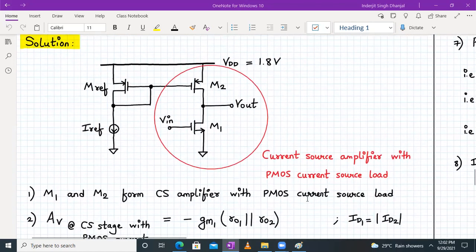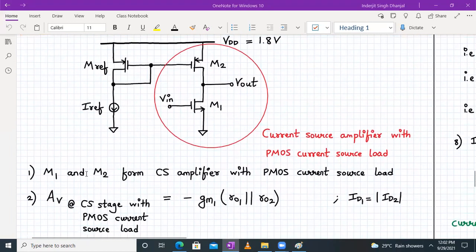So first step will identify, it's a common source amplifier. M1 and M2 form a common source amplifier. Why is it a common source? Input is applied to the gate and output is taken from the drain terminal for M1 transistor, right? And as a load, we have a PMOS current source load, right? So basically M1 and M2 form a common source amplifier with a PMOS current source load as shown over here.